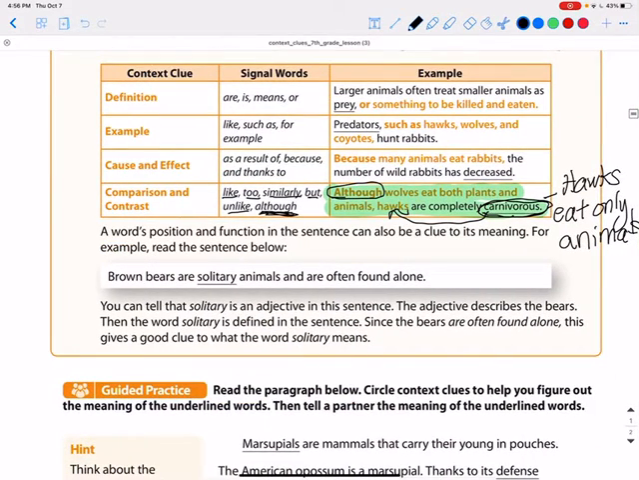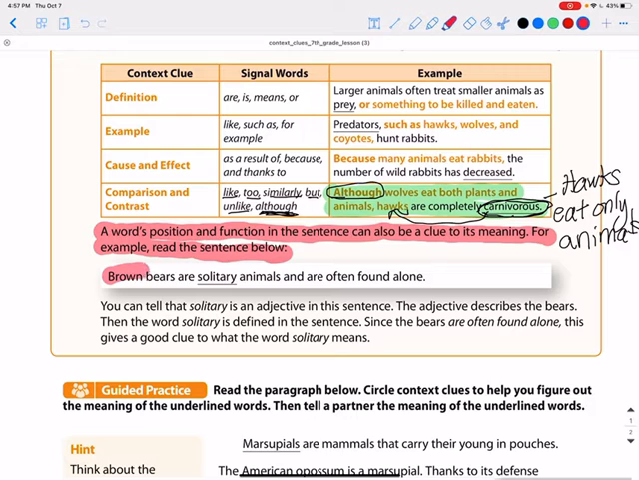A word's position and function in the sentence can also be a clue to its meaning. For example, read the sentence below. Brown bears are solitary animals and are often found alone. Now we do have, let's keep reading. You can tell that solitary is an adjective in this sentence.